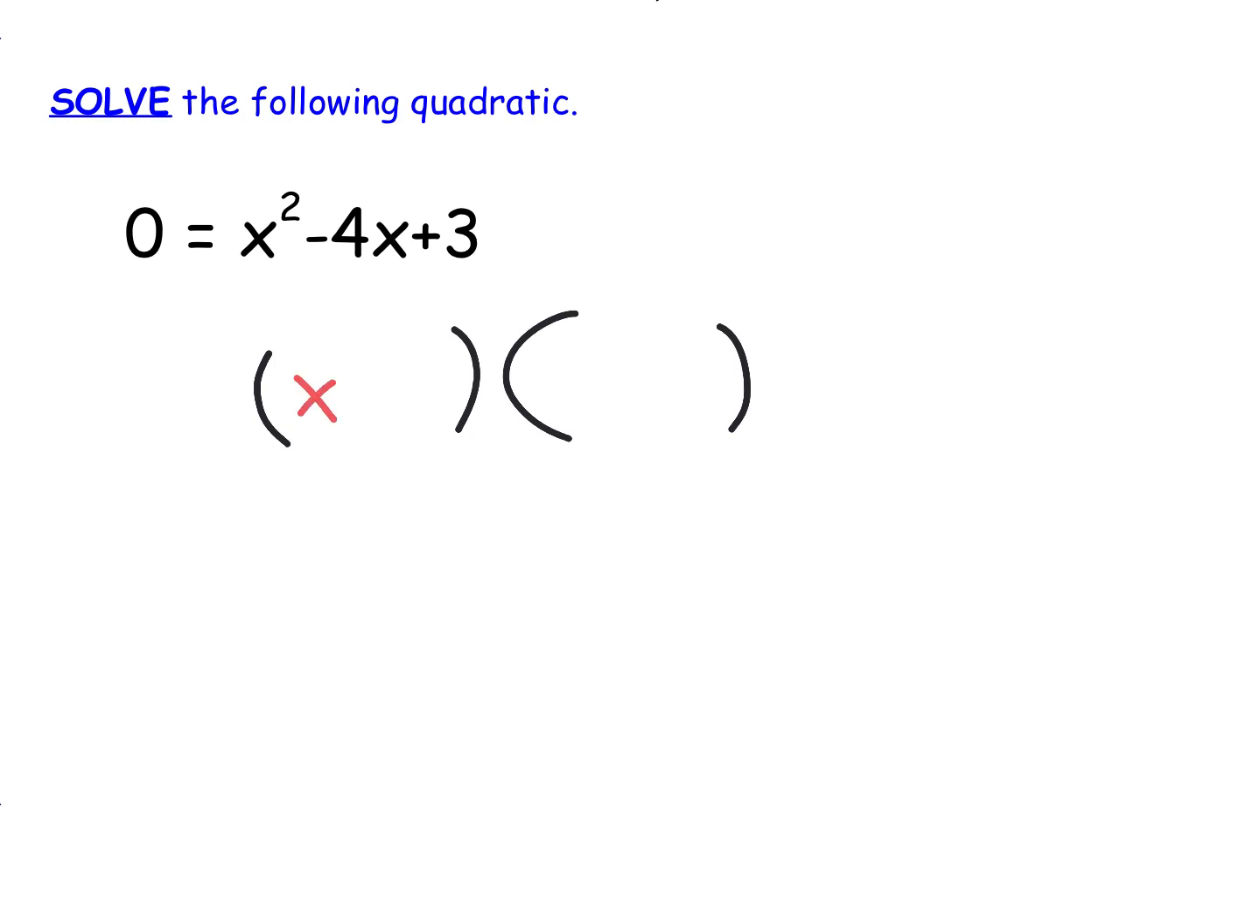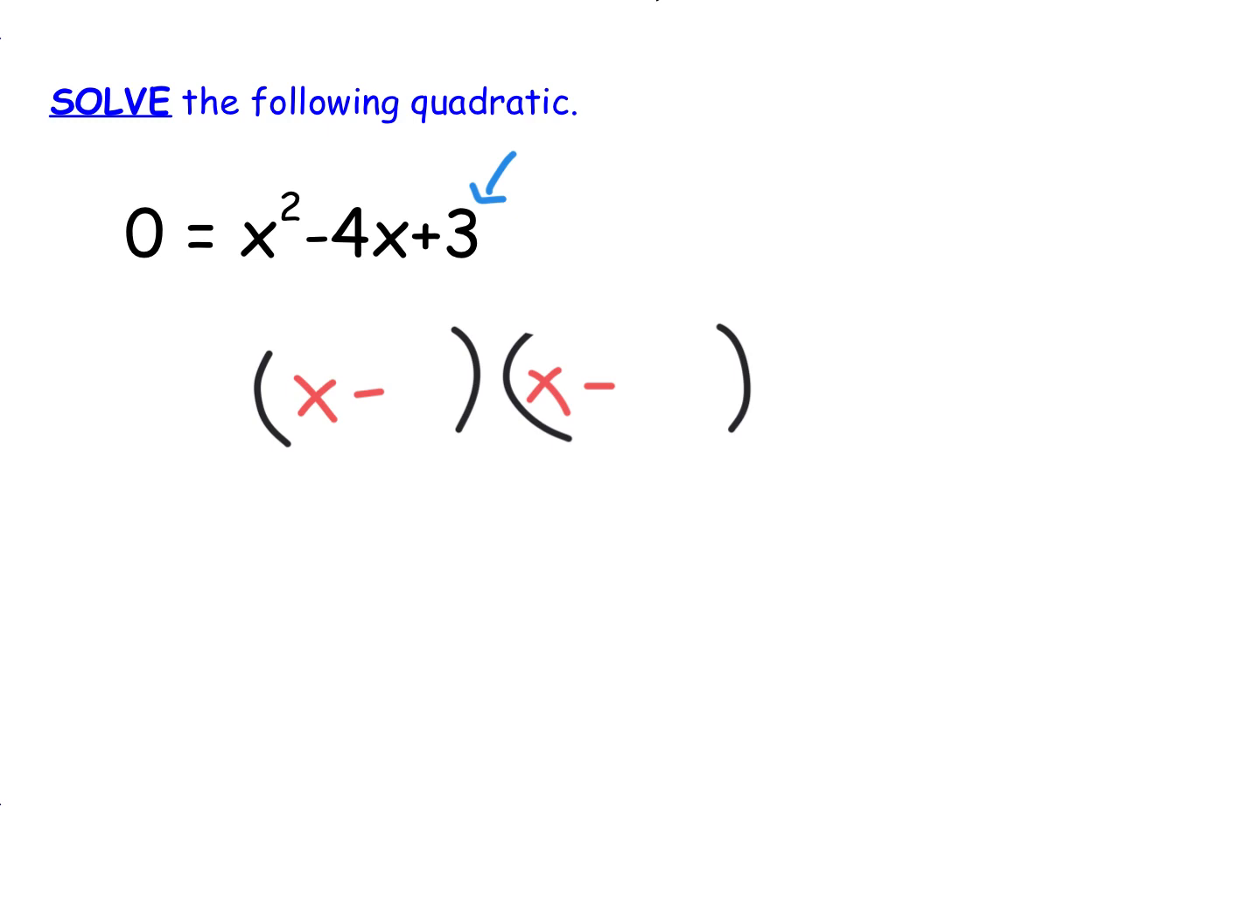All right, over here, I need 2 parentheses, 3-step process. Step 1, put in x's. Step 2, live. Can you tell if this needs 1 negative or 2 negatives? 2 negatives. How did you know? Well, probably because in your head you went negative times a negative will make it positive.